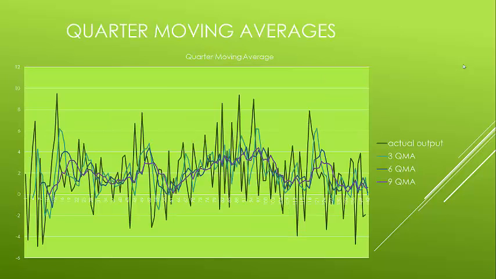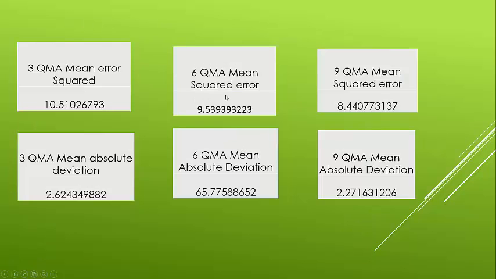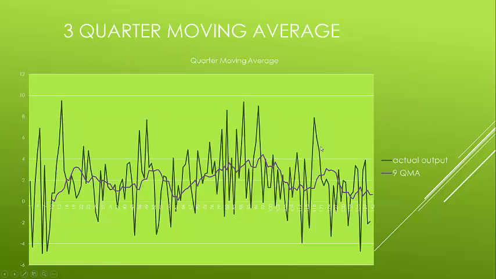So here is some smoothing that I use. These are quarter moving averages from 3/4, 6/4, and 9/4. These are all looking a lot better. They follow the data much more uniformly than seasonality. Looking at their errors, I see that 9/4 moving average mean squared error and 9/4 moving average absolute deviation are the lowest, so that's the one that I picked. That's it separated right there.